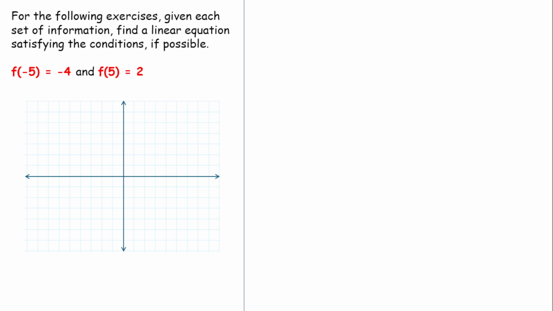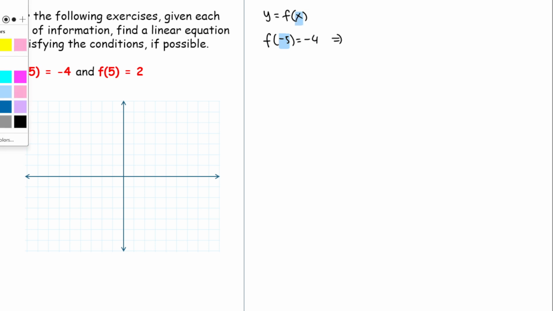Okay, so now we are given that f(-5) is equal to -4 and f(5) is equal to 2. Remember that y is equal to f of x. If we are given that f of -5 is equal to -4, what does that mean? That means that we have -5 here as our x, and then -4 here as our y, right?